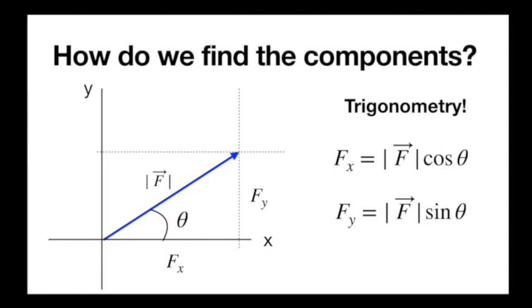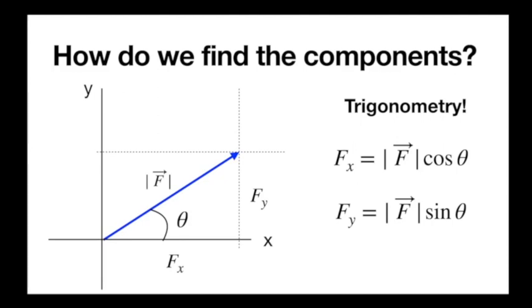Okay, so how do we find these components given a magnitude and direction? Well, we use trig. Again, I would not memorize that the x component goes with cos and the y component goes with sine. Rather, depending on the angle you're given, one side is the adjacent side, and that's the one that's going to match with cosine, and one side is the opposite side, and that's the one that's going to match with sine.